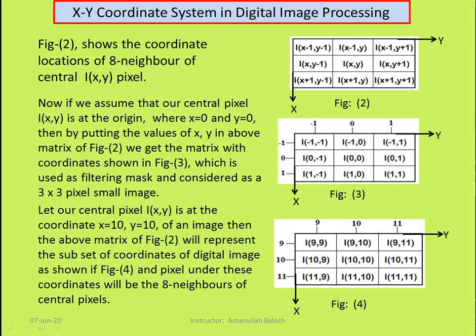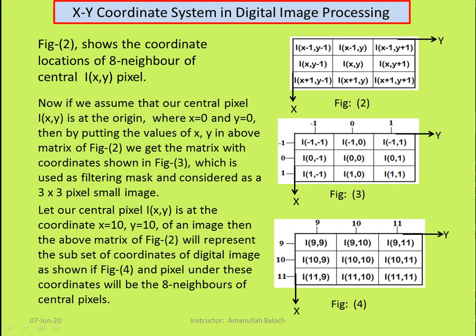We have the pixel coordinates. So, as you see, if I consider this pixel as an origin, then in the upward direction the x value will decrease, while in the downward direction the value of x will increase. Similarly, in the backward direction the y value will decrease, while in the onward direction the y value will increase.